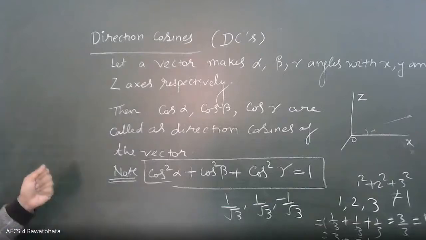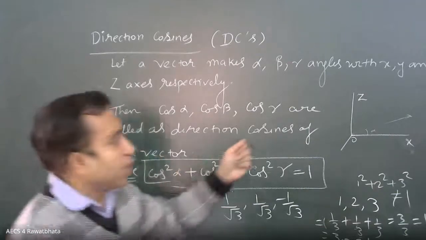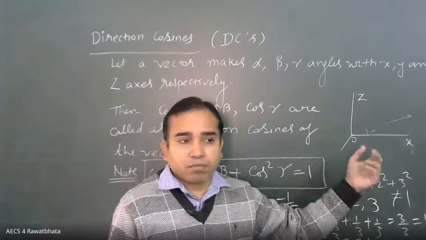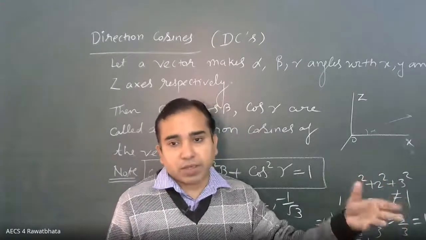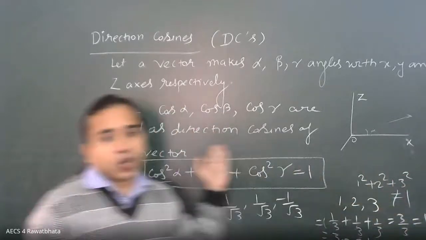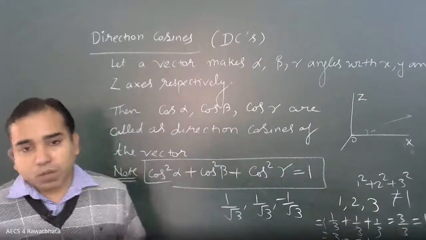ठीक है, तो डायरेक्शन कोसाइन निकालने के लिए वो वेक्टर हमें क्वेश्चन में गिवन होगा कि एक वेक्टर x एक्सिस से this much angle is creating, y एक्सिस से और z एक्सिस से भी एंगल्स गिवन होंगे, उनके cosines ले लीजिए, डायरेक्शन कोसाइन आपको मिल जाएंगे.